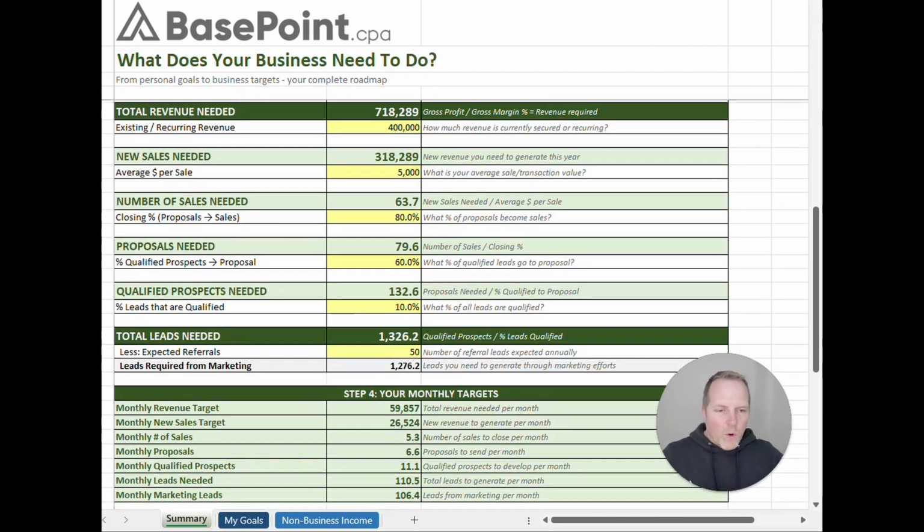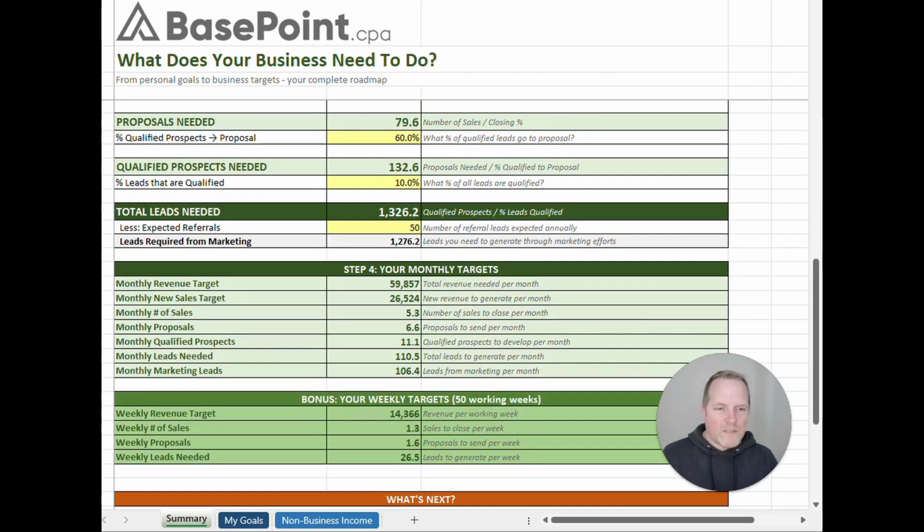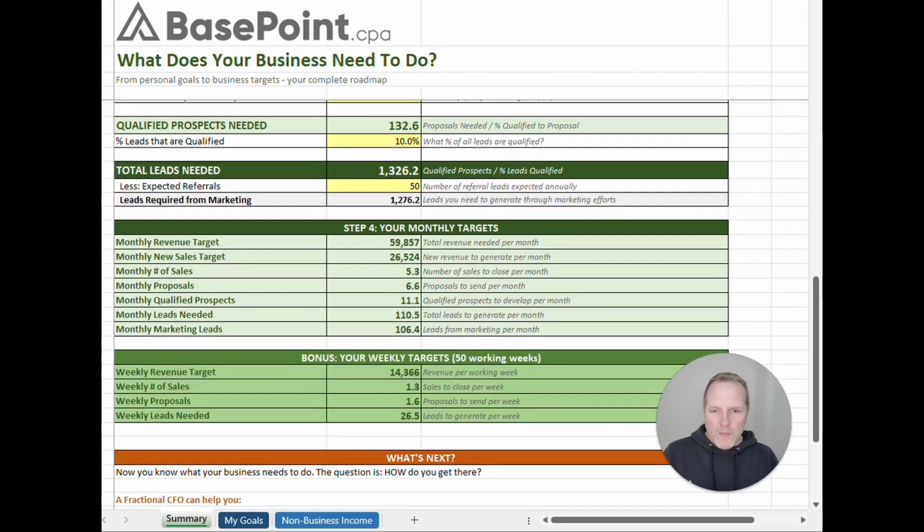Now, I know that was a whole bunch of stuff, so what do we actually care about? What do we look at on an ongoing basis? That's what step 4 is all about here, okay? So let's look at step 4. Monthly targets. Monthly target revenue, $59,857.